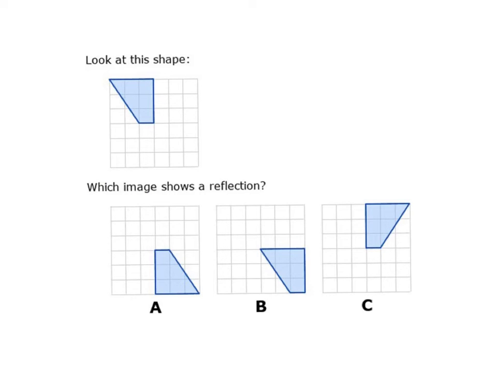Let's see. Next one. Look at this shape. So again, we're just kind of checking out. This is what we call our pre-image. The image that you start with is called the pre-image. And after you apply the transformation, the final figure is called the image. So we want to decide which one shows a reflection. So we're going to look at our multiple choices A, B, and C, and which one shows that the original figure either got flipped left to right, or that it got flipped upside down.